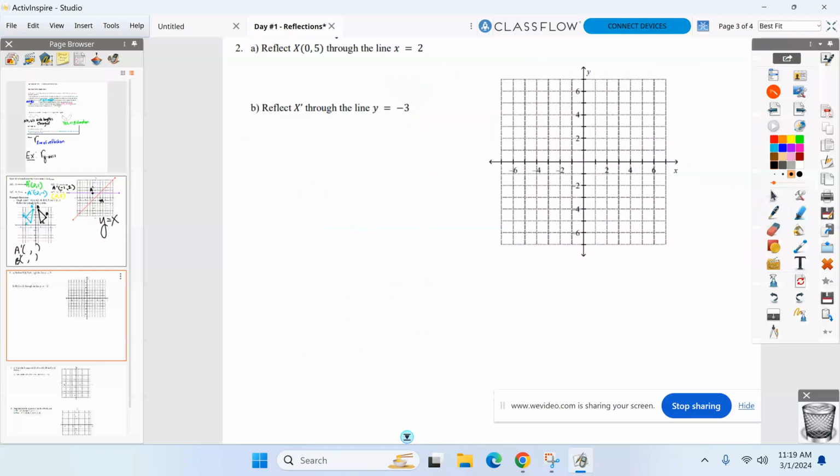All right, point X, (0, 5). Where is (0, 5), honors kids? I specifically picked that point so we know where it is. X or Y axis? Y axis, good. There we go. I always get nervous every year. Now reflect it through x equals 2.